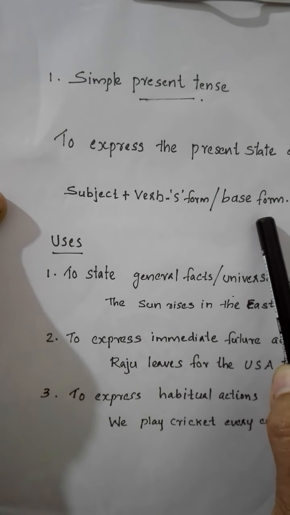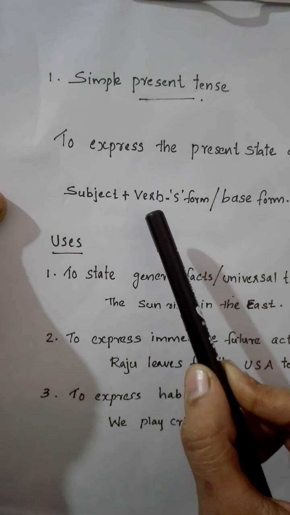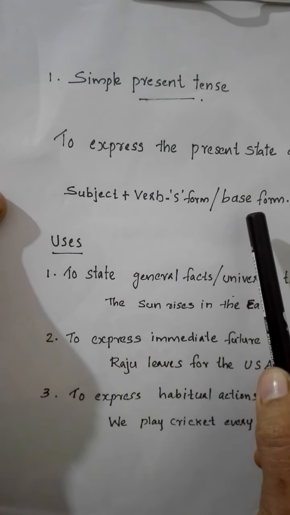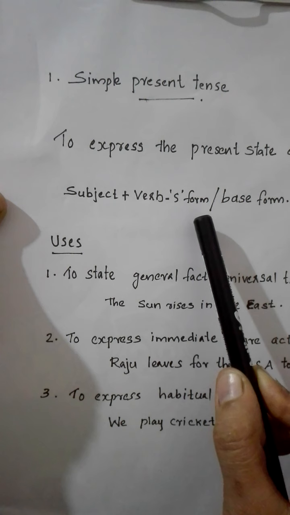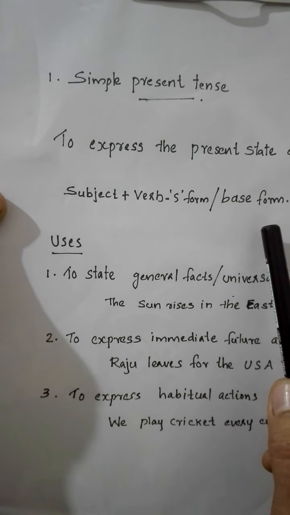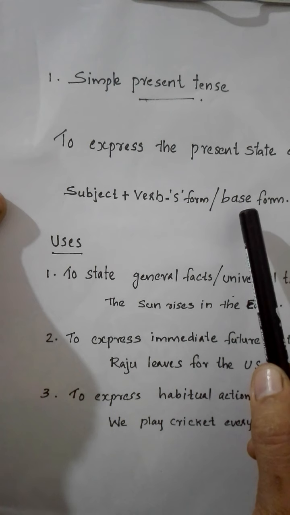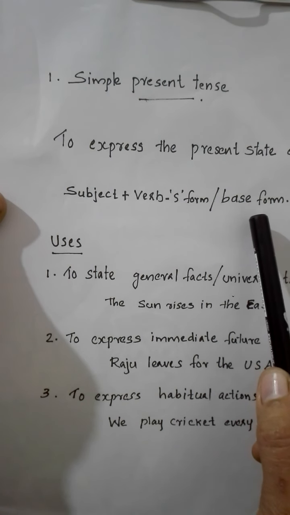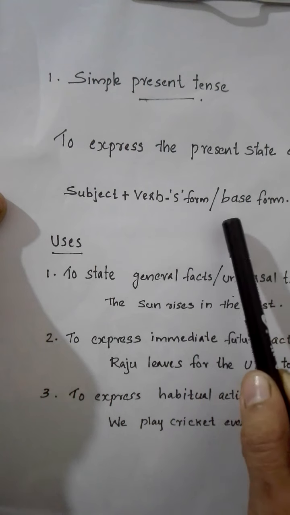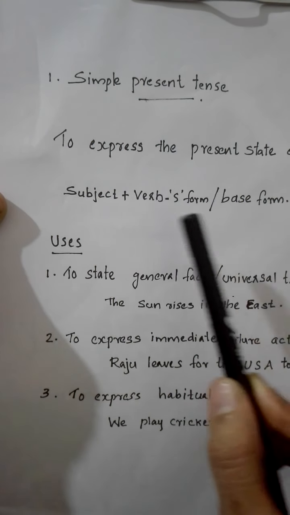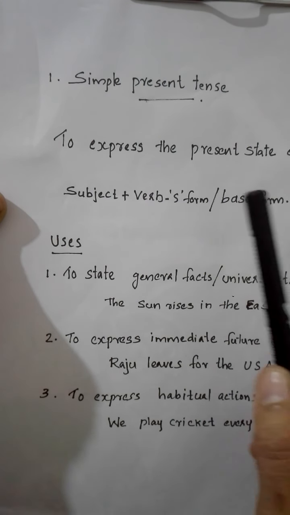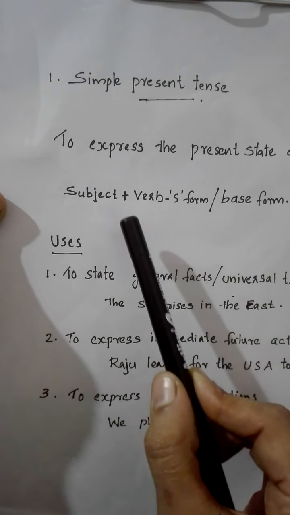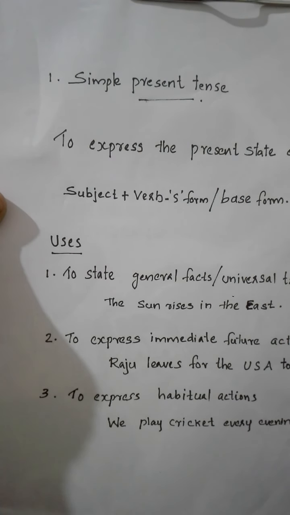Clear? For example, he writes a letter. S form of the verb, writes. He is the subject, writes: write plus S. S form of the verb, writes a letter. And if the subject is they, plural form, what do we use? They play cricket, not plays. They play cricket. Okay. Clear? And if the subject is I: I write a letter, not writes. I write a letter. Okay, clear?